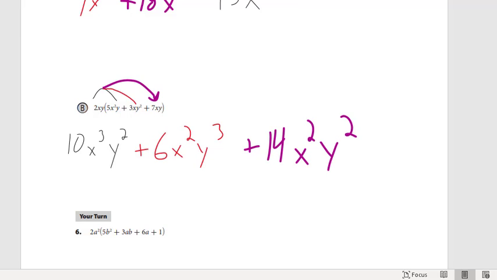Now, don't try to combine these and add these together because they're not like terms. Here we have an x to the third power y squared. Here we have an x squared y to the third power. Here they're both xy squared. So they're not like terms, so we can't simplify any further.